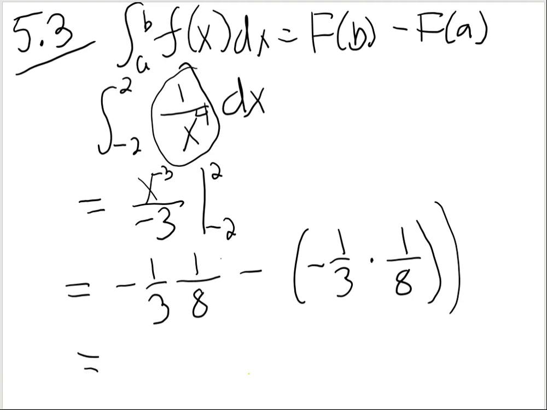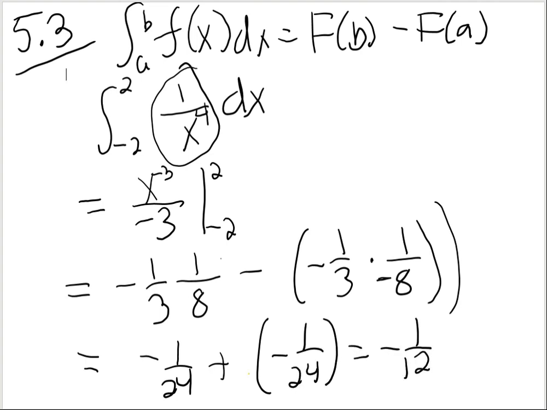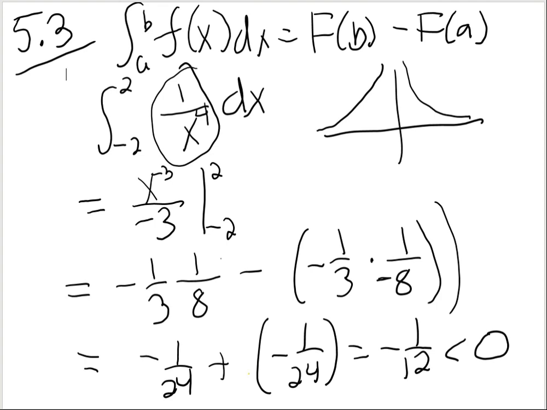And what do we get? Well, this is going to be negative 1 over 24. Oh, I apologize. That should be a negative 8. So then it's plus negative 1 over 24, or negative 1/12. Now that looks fine, but remember what the function 1 over x to the fourth looks like. It's always lying above the x-axis. So this number actually doesn't make any sense.